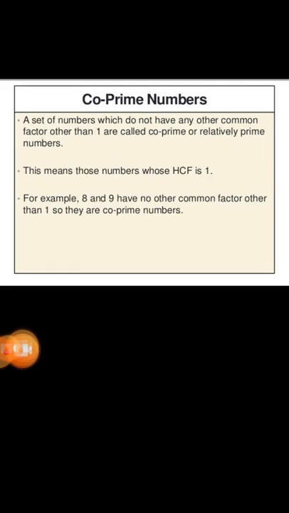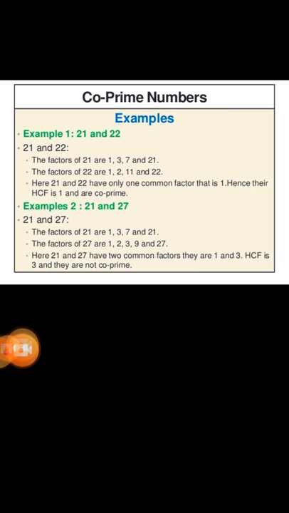Next, we discuss co-prime numbers, a set of numbers which do not have any other common factor. A set of numbers which do not have any other common factor other than 1 are called co-prime or relatively prime numbers. This means those numbers whose HCF is 1. For example, 8 and 9 have no other common factor other than 1, so they are co-prime numbers. Here we have some examples of co-prime numbers.